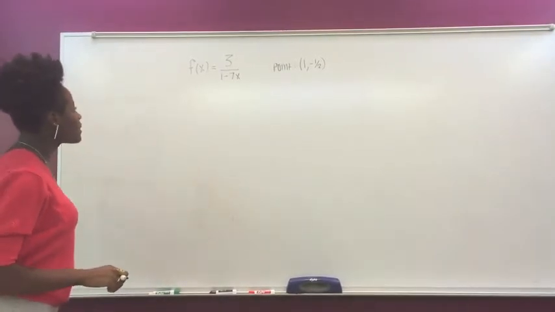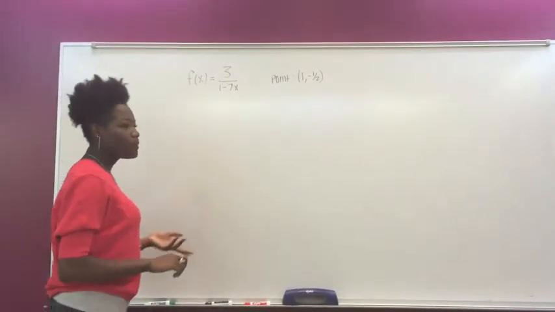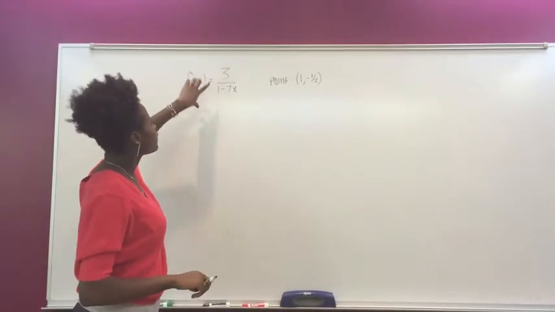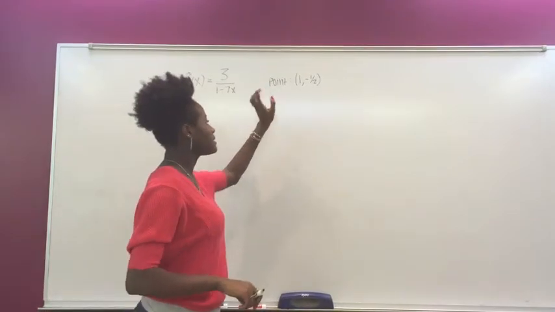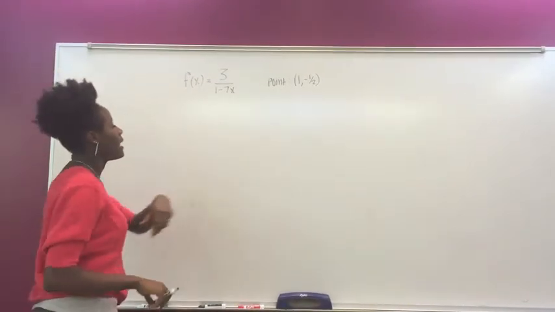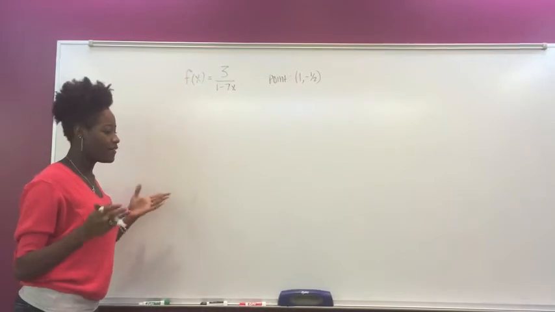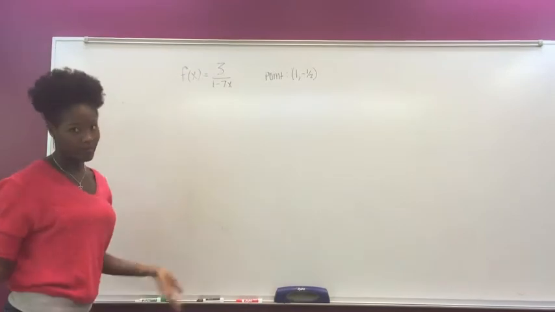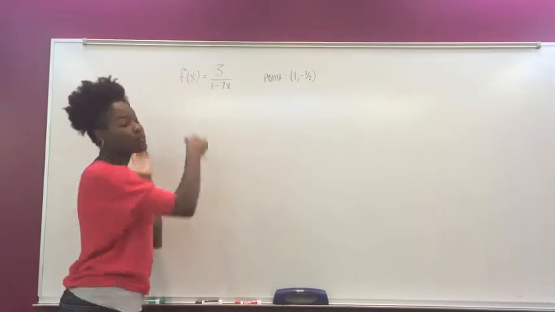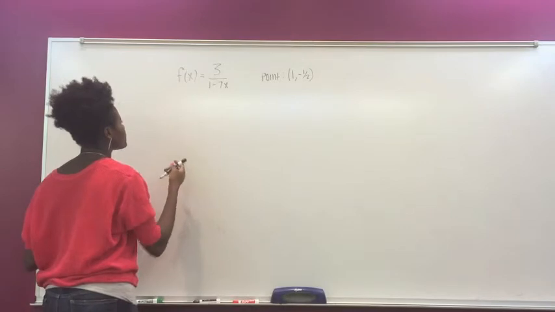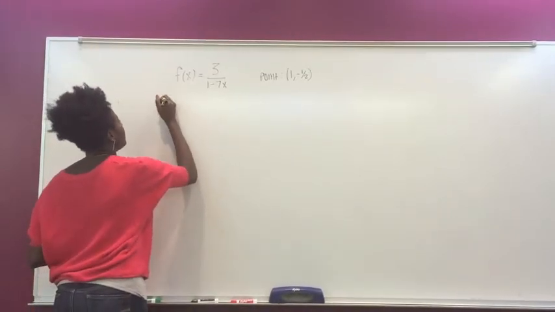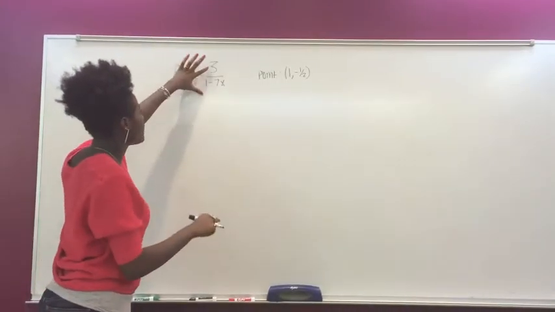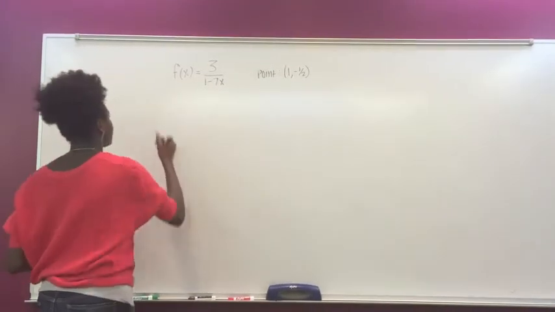Okay, so for this one, we're trying to find the slope of a line tangent to the graph f of x equals 3 over 1 minus 7x at the point (1, negative 1/2). The way you do that is finding the equation of a line, and you would need the point and the slope. What is the slope? The derivative, or the slope function, is the derivative. So first, we are going to find the derivative of this. And because this is separated by division, you know you're going to use the quotient rule.